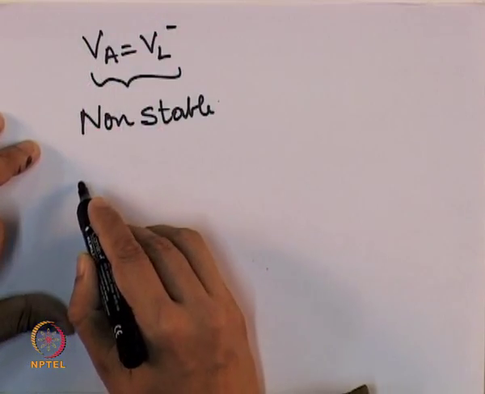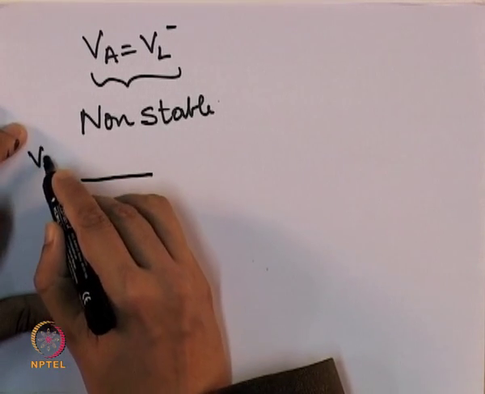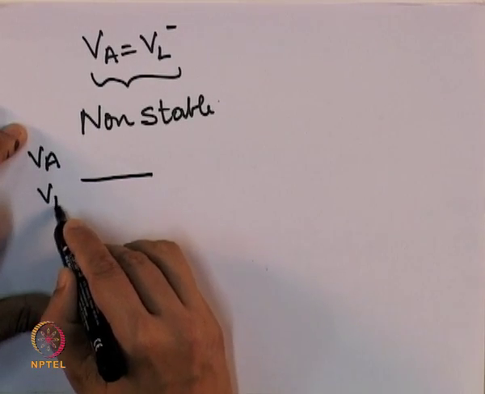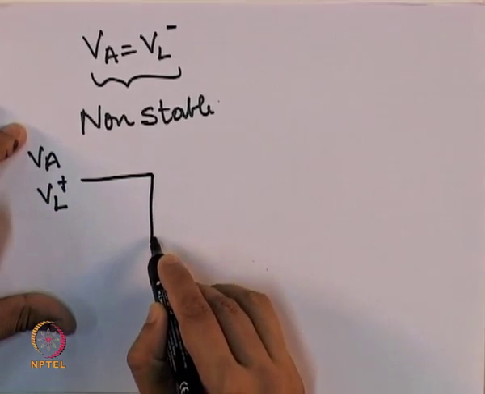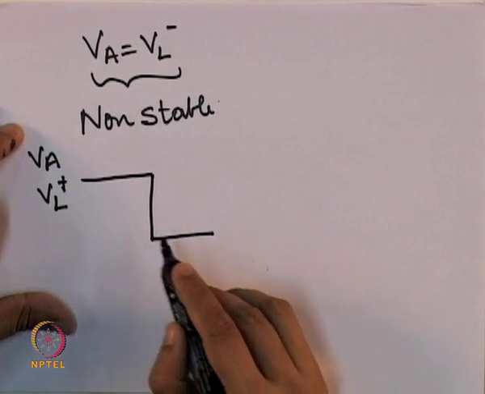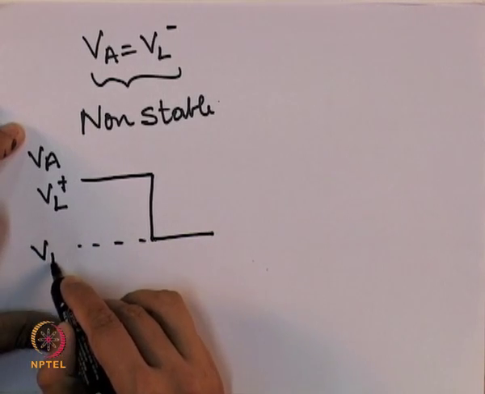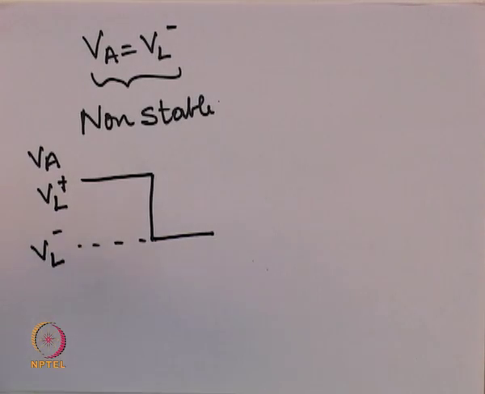If we plot the graphs, so this is my VA. It was V equal to VL plus initially. After the negative spike voltage arrived, it went from VL plus to VL minus.